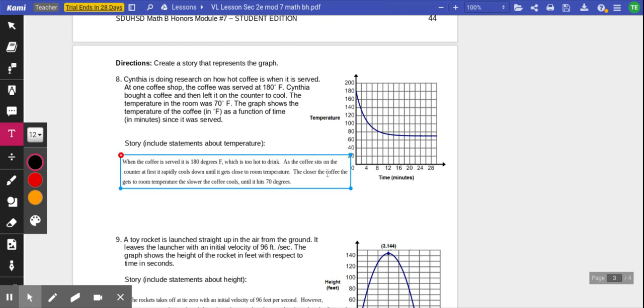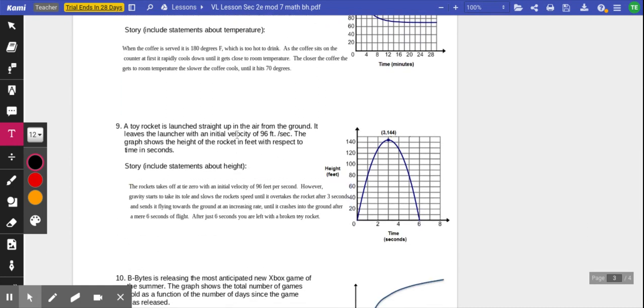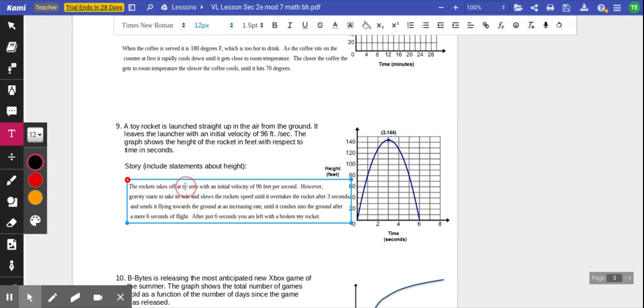the room temperature. A toy rocket is launched straight up in the air from the ground. Okay, so here the rocket takes off at time 0 with an initial velocity of 96 feet per second. However, gravity starts to take its toll. So gravity is pulling it down. It's trying to go up, but gravity is pulling it down. Gravity is not winning until this point, at which gravity takes over. So here it takes its toll, slows down the rocket's speed until it overtakes the rocket at 3 seconds and sends it flying towards the ground at an increasing rate until it crashes to the ground after a mere 6 seconds of flight. So after just 6 seconds, you are left with a broken toy.